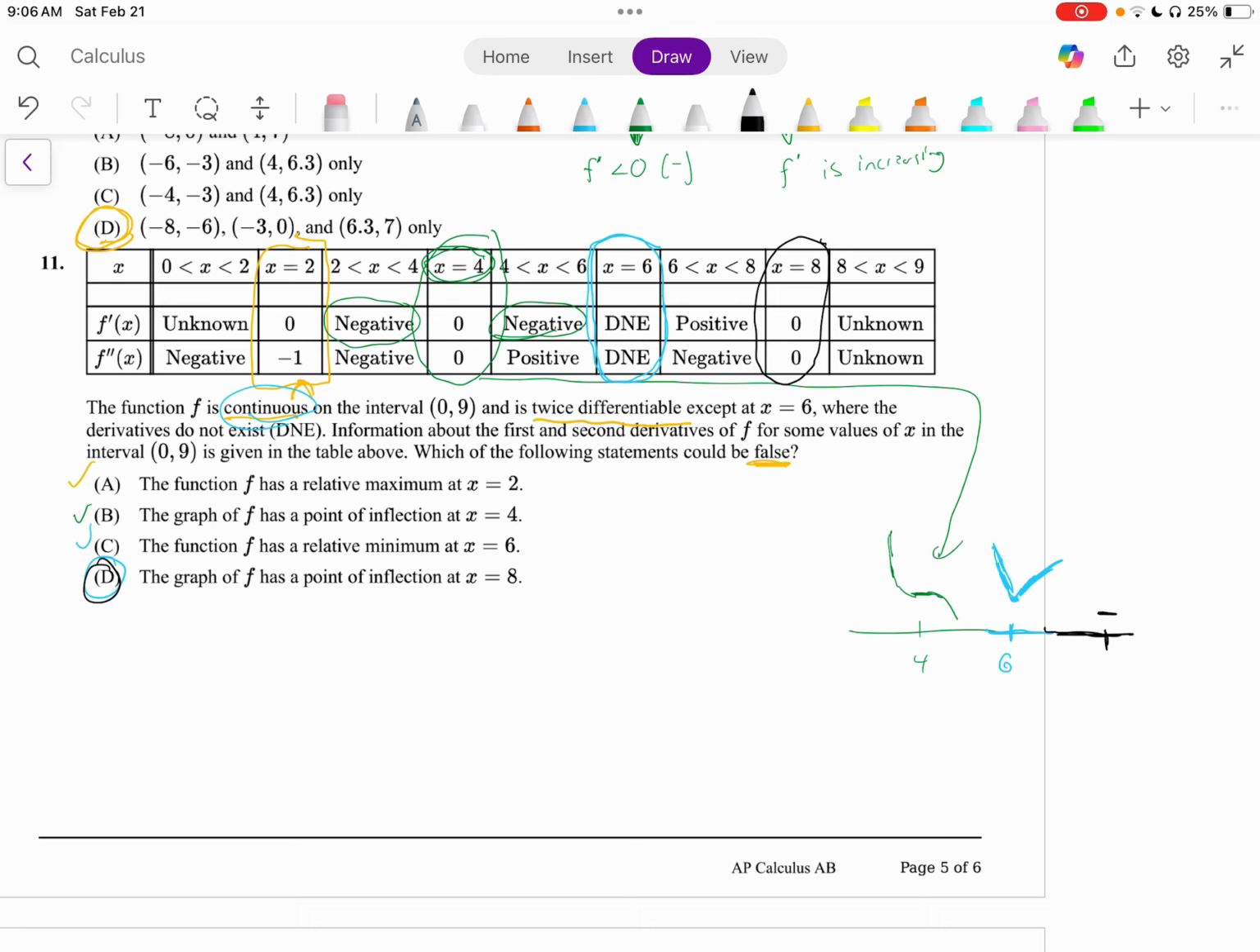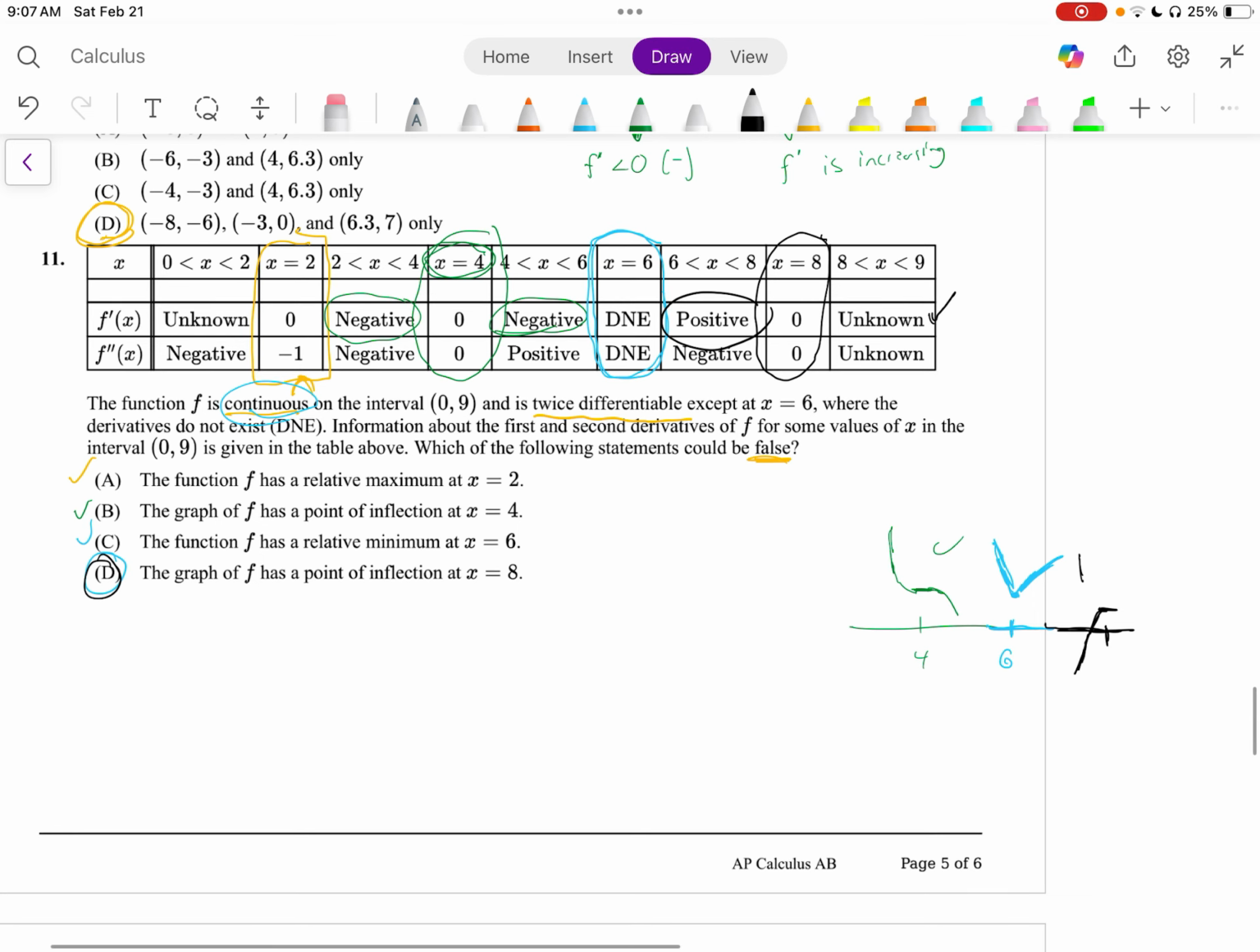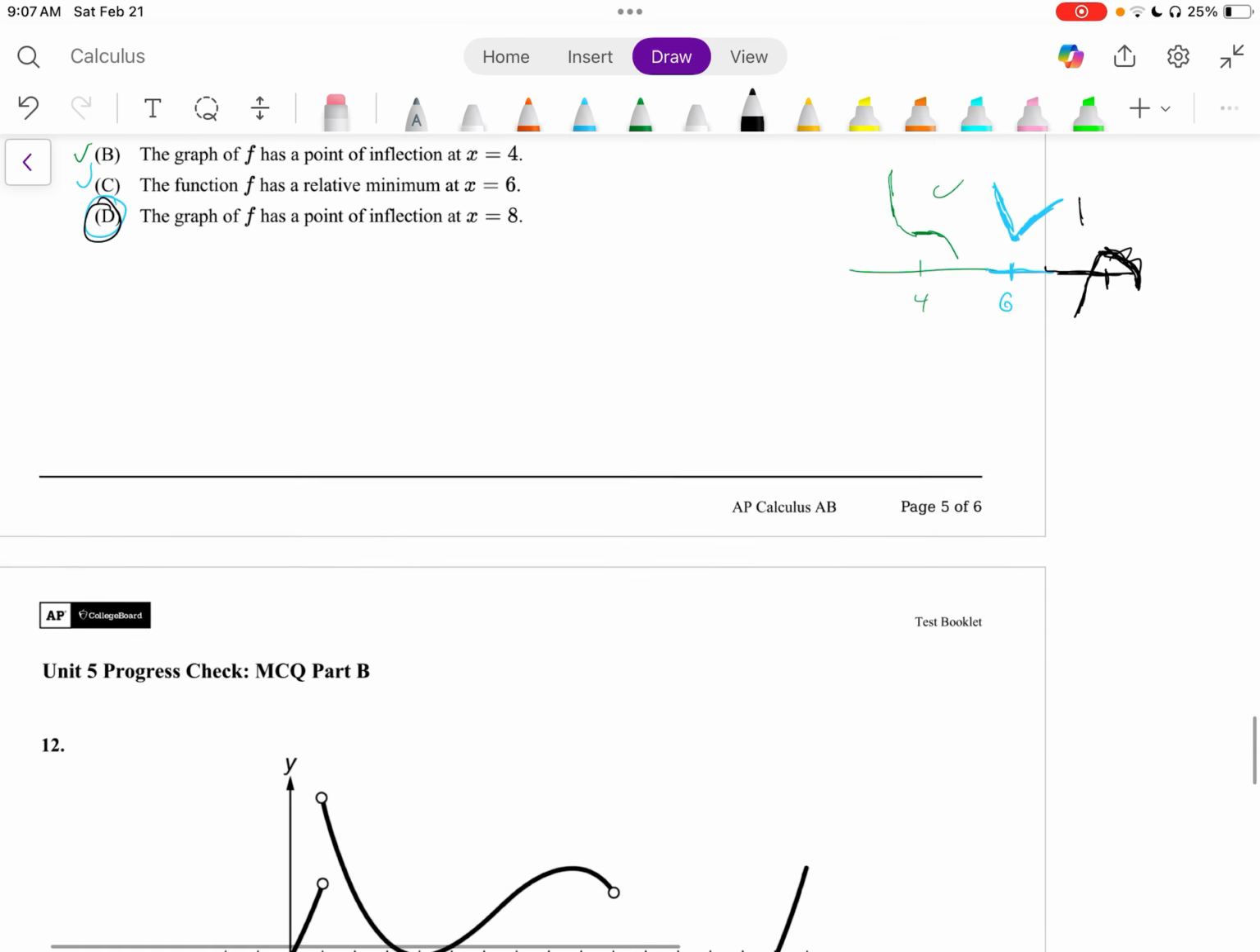So the derivative is 0. The second derivative is 0, so we need to look to the left and right of it. Well, we know to the left of it, the derivative, sorry, not that one. We want to look at the first derivative. So the derivative is positive, but we don't know what's happening after 8. So we don't know if that's a point of inflection. It could just come back down, and it could be a minimum. So D is the correct answer there. That one could be true, but also could be false.